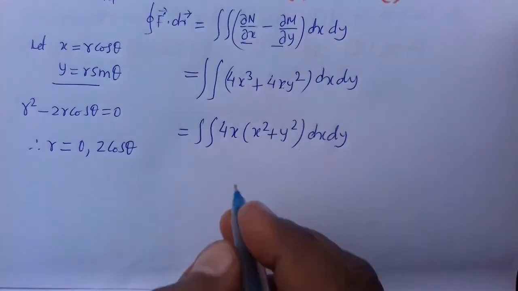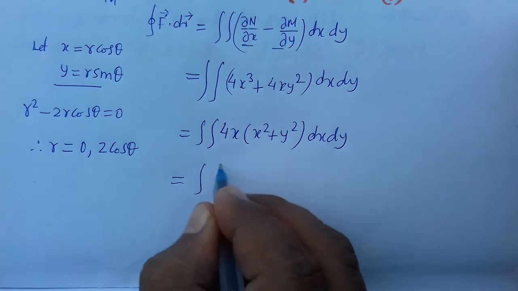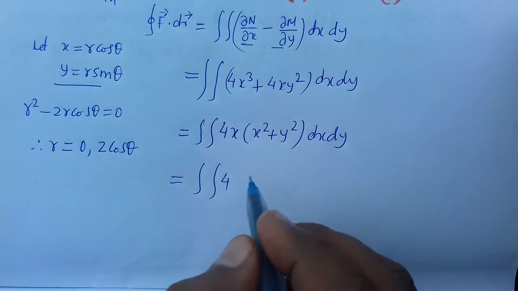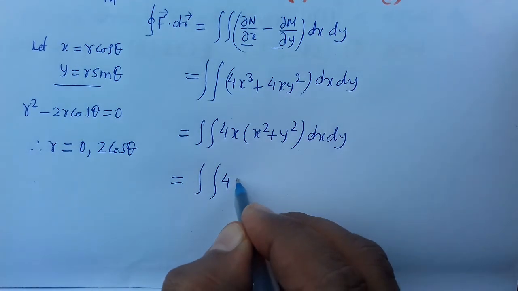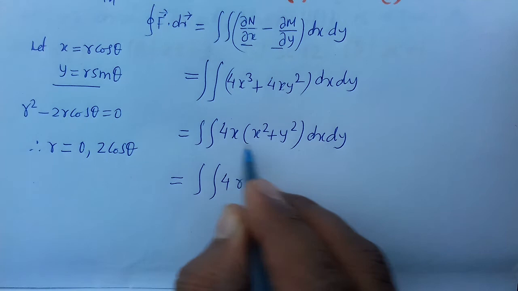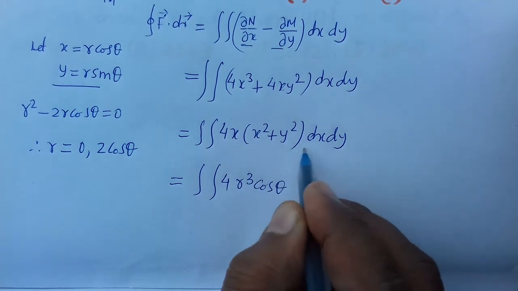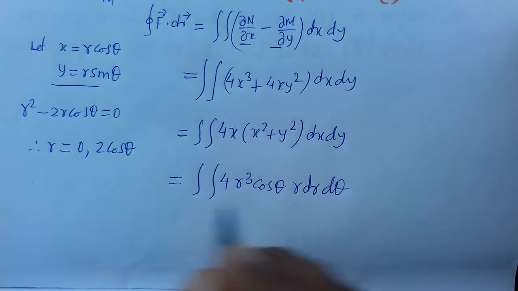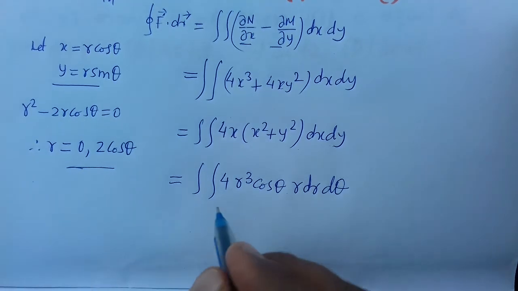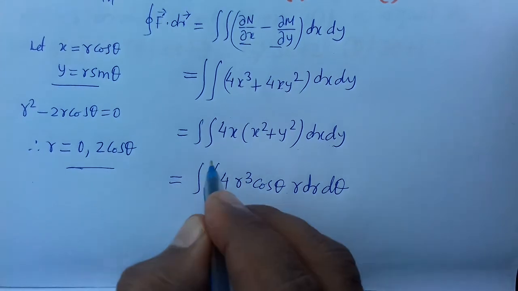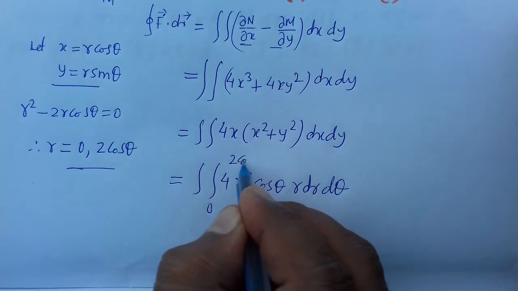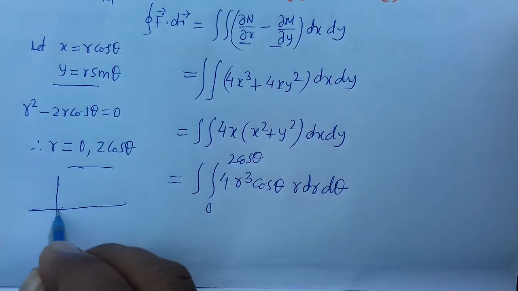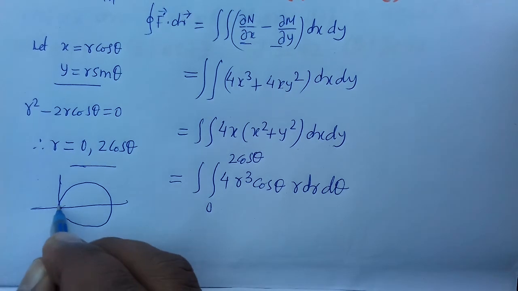Now replacing x with r cos theta and y with r sin theta, we have 4 r cubed cos theta, and for dx dy we write r dr d theta. You see that the limit for r is 0 to 2 cos theta, and for theta, the circle given in the question will be like this.